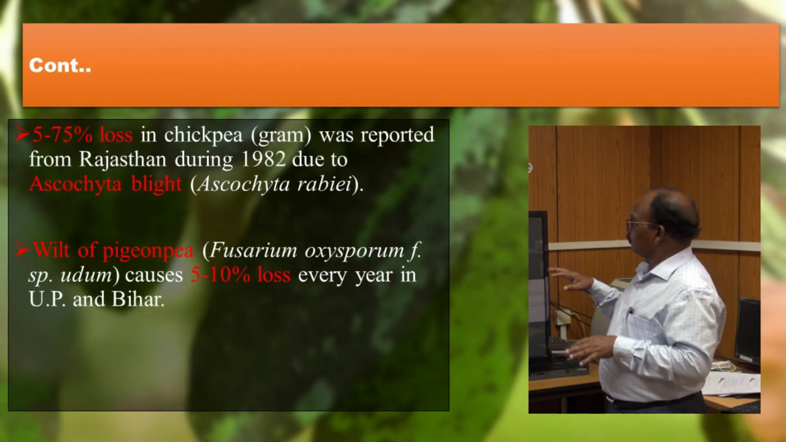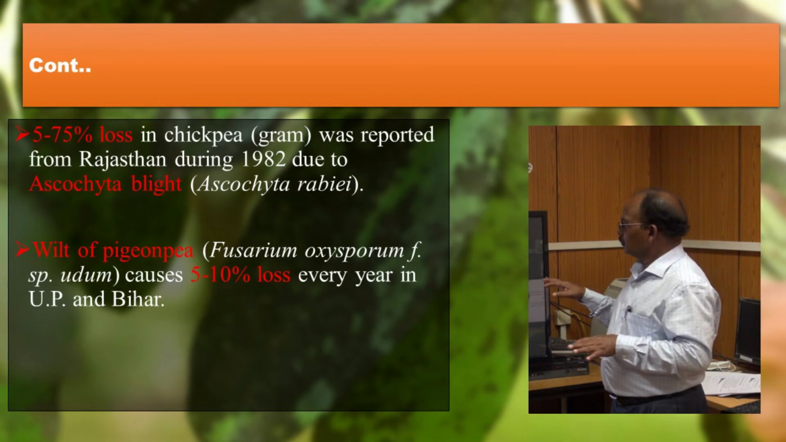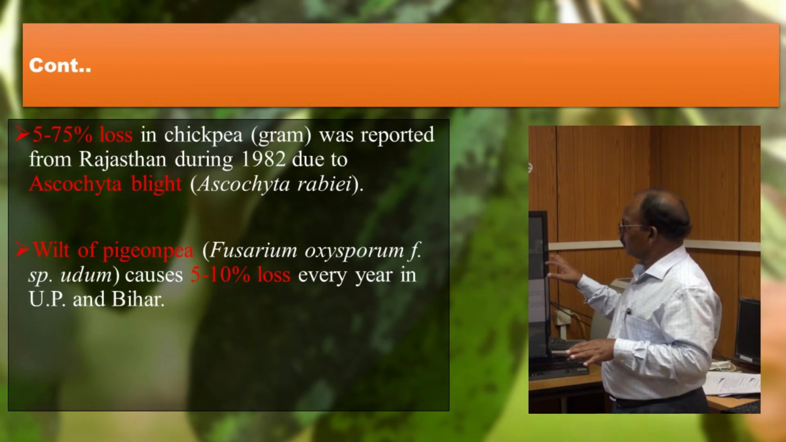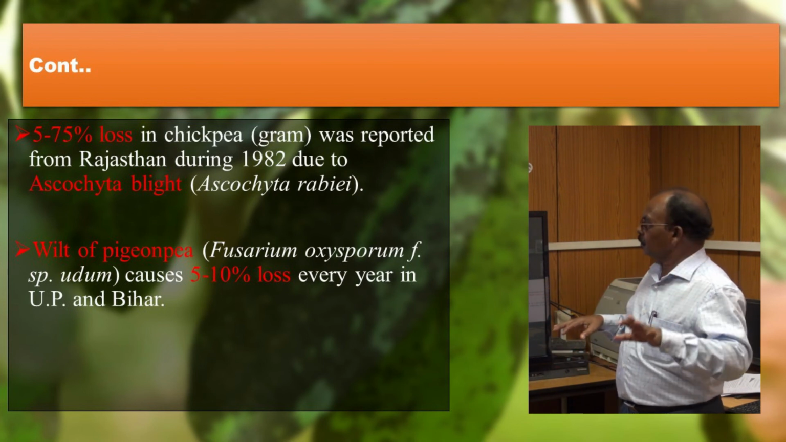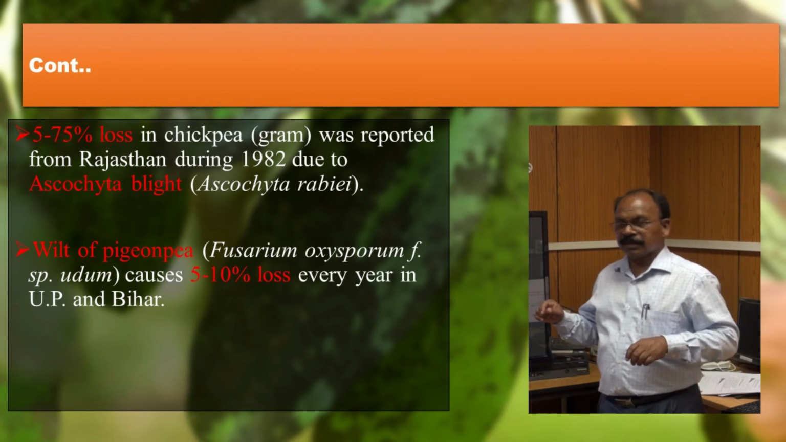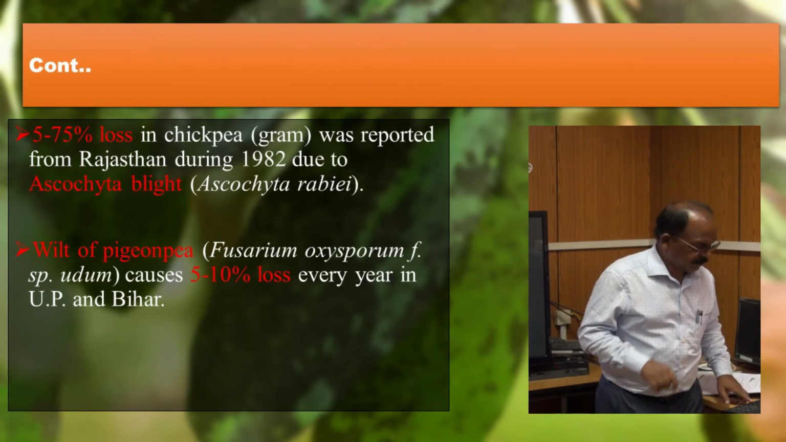Due to Ascochyta blight, the disease occurs in gram. Due to this disease, 5 to 75% loss in chickpea was reported from Rajasthan area in 1982.